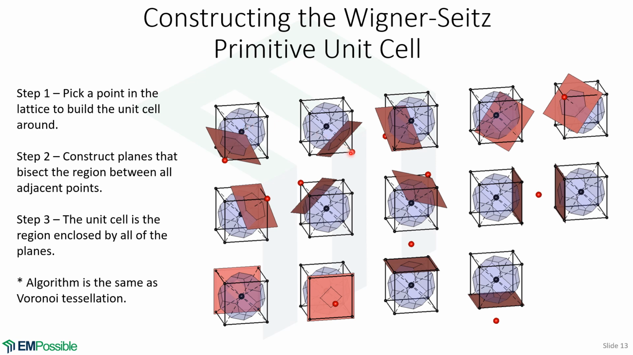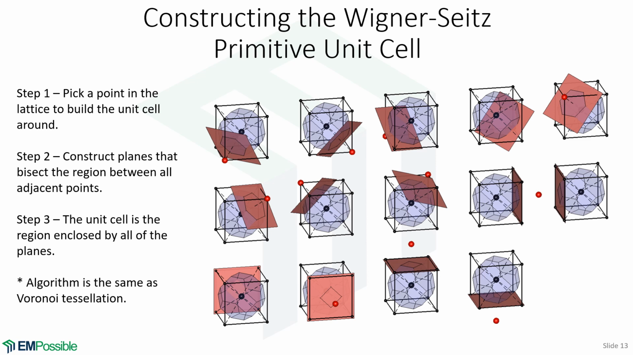We go to the next point, and we look at the plane that bisects these 2 points. And we go to the next point, define a plane, and the next point, and the next point, and the next point. And by the time we've gone all the way around, we've eventually enclosed that point in a volume. And that volume that's left over is our Wigner-Seitz primitive unit cell.